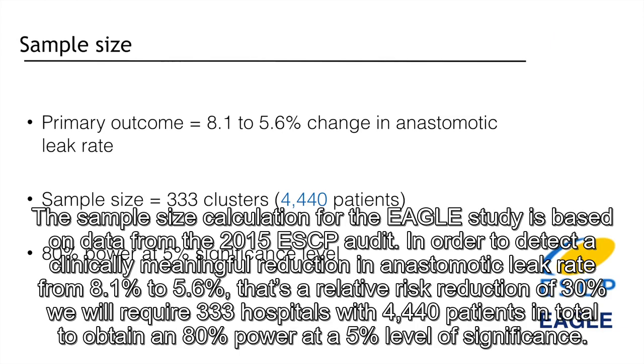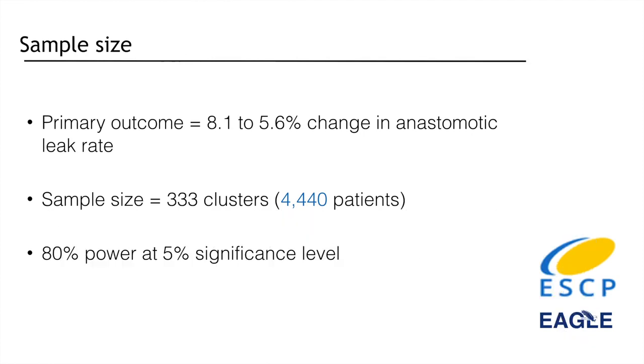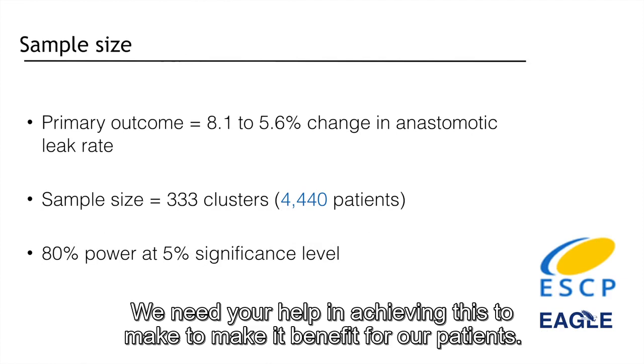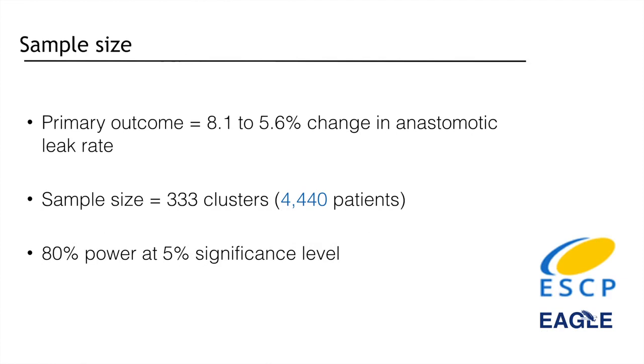The sample size calculation for the EAGLE study is based on data from the 2015 ESCP audit. In order to detect a clinically meaningful reduction in anastomotic leak rate from 8.1 to 5.6%, that's a relative risk reduction of 30%, we will require 333 hospitals with 4,440 patients in total to obtain an 80% power at a 5% level of significance. We need your help in achieving this to make a benefit for our patients.